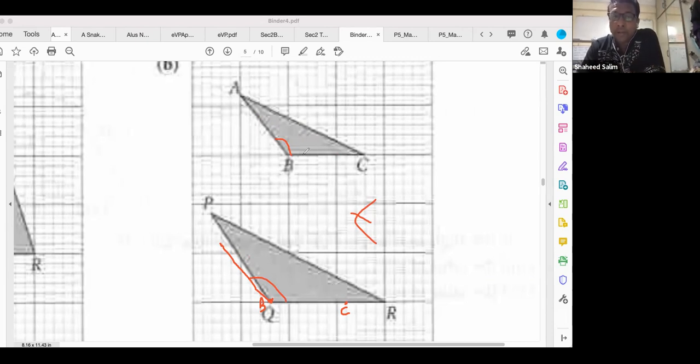The movement we are doing now is called what? It's called translation. Okay, what's translation? You see, I'm going to shift this down. 1 big square, 2 big squares, 3 big squares, 2 small squares.